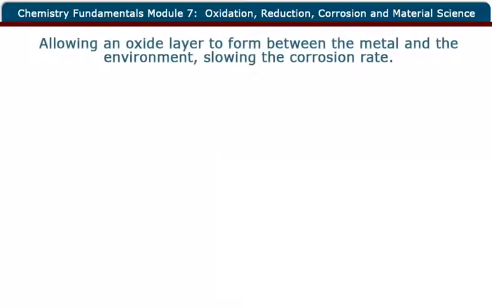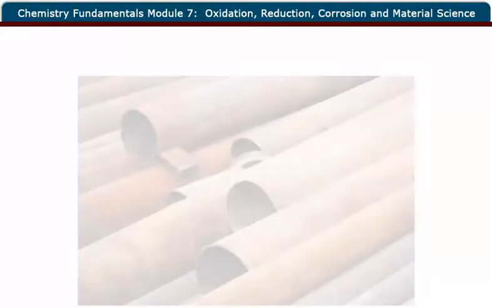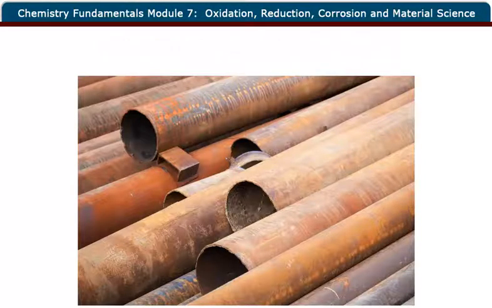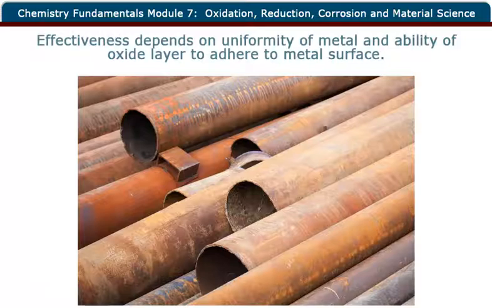Passivity is the process of allowing an oxide layer to form between the metal and the environment, slowing the corrosion rate. In other words, you allow the metal to rust under controlled conditions. You only want a thin layer of rust to form. You don't want the metal to rust all the way through. The effectiveness of this process depends on the uniformity of the metal and the ability of the oxide layer to adhere to the metal surface.